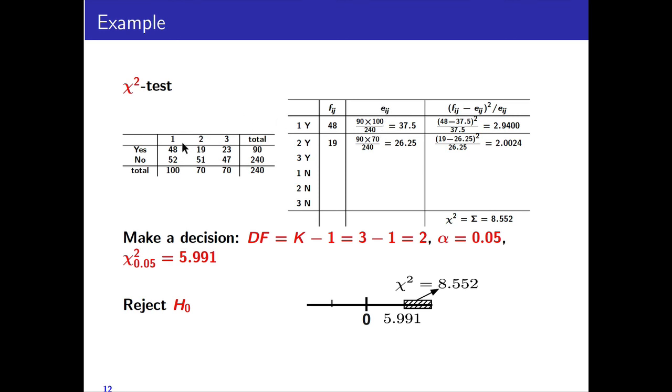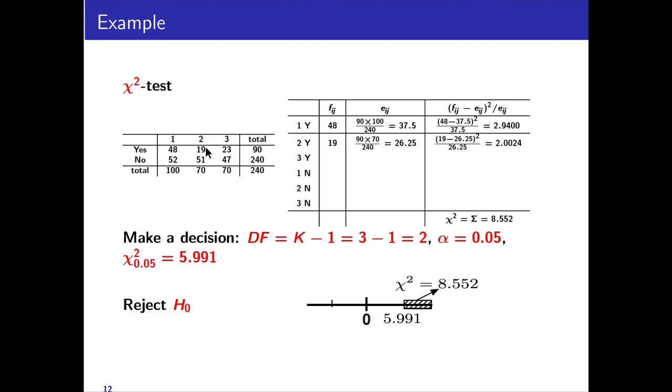So for this 48, you have 90 times 100 over 240 to give us the expected frequency, which is 37.5. And then we compute fij minus eij squared over eij, which is 48 minus 37.5 squared over 37.5, which will give us 2.9400. Let's see one more.